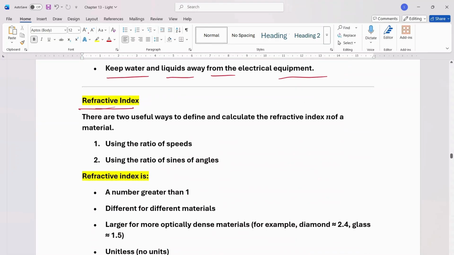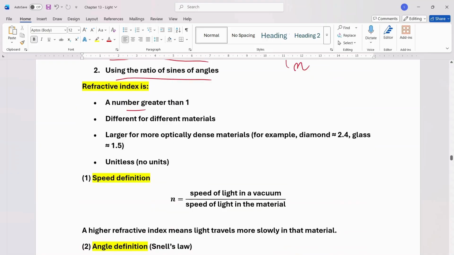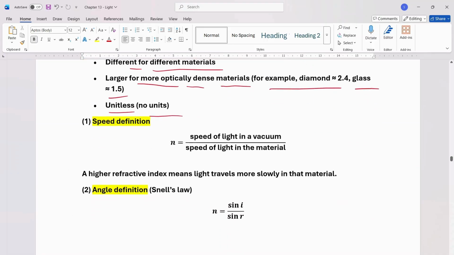Let's discuss refractive index now. There are two useful ways to define and calculate the refractive index n of a material: use the ratio of the speeds, or use the ratio of sines of angles. Refractive index is a number greater than 1, different for different materials, and larger for more optically dense material. For example, diamond has a refractive index of 2.4 and glass has 1.5. It is unitless; it does not have any unit.